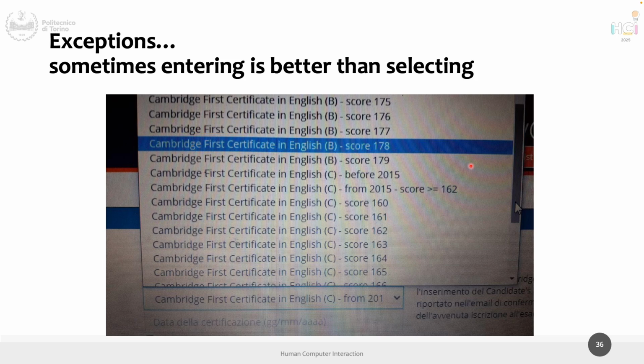And of course, sometimes entering is better than selecting. So here is an example in which you have to select which exam and which score you have. Of course, for an English exam, this list is endless because they have one item for each, so you have to select this. So this could be entering, auto-completion, or separating: first you select the certificate and then you enter the score, etc. So this is an endless list from the Politecnico website as well, a few years ago. I hope that it's improved now.